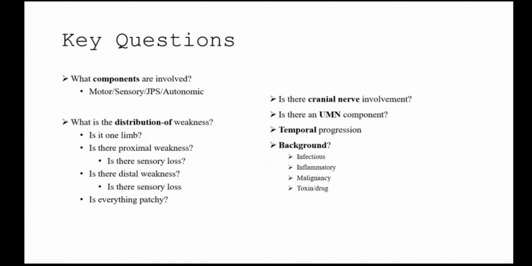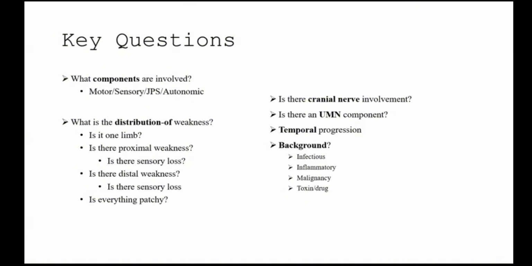Next, these are the key questions you have to ask in order to arrive at a pattern recognition process. What components are involved? Motor, sensory. When it comes to sensory, the large fiber sensory, proprioception, is it affected or not? And whether the patient has symptoms of autonomic impairment. Then the most important four questions are with regards to the distribution. More or less what we see here is distal versus proximal, symmetric versus asymmetric.